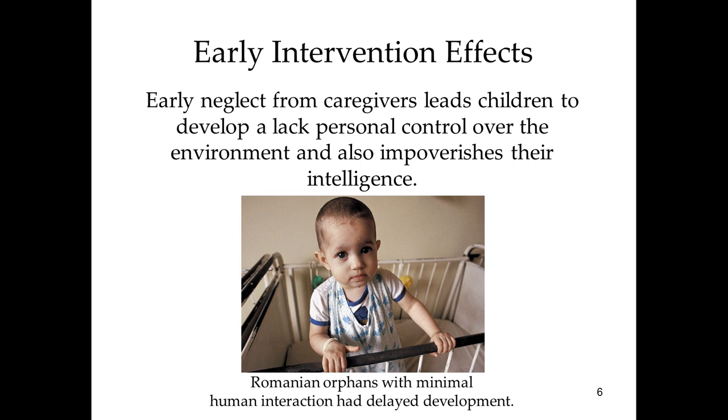So I mentioned that there's not much you can do with regards to getting an adopted child to be similar to their adoptive parent. But there is a lot that you can do to make an individual child reach their maximum potential. And we call these early intervention effects.